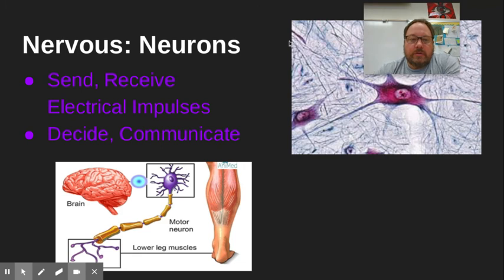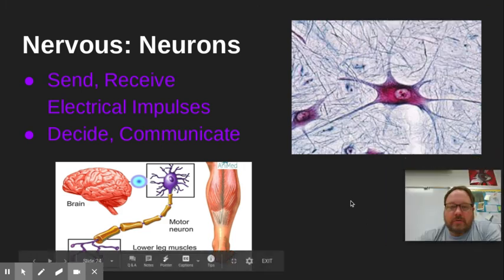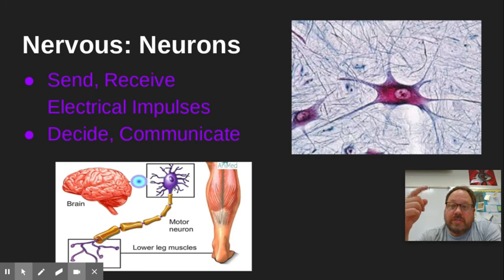Now, there are two broad categories of cells in nervous tissue. The first is the neurons. The neurons are sort of the stars of the show. The neurons are the cells that actually send and receive the electrical signals. So the neurons are the deciders. The neurons are the communicators. So they, again, can very rapidly send electrical impulses all over the body.